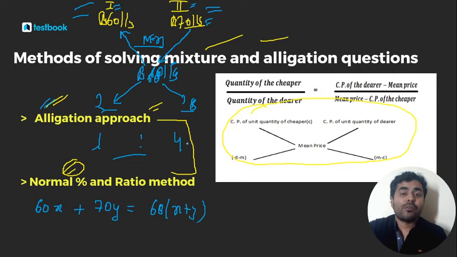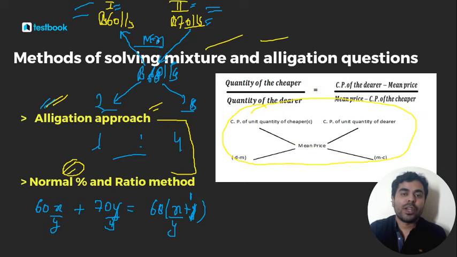Now since we have to find out the ratio of x and y, we will divide both LHS and RHS by y, after which we just get x by y. Now after solving x by y, you will get the ratio in which these two components should be mixed.